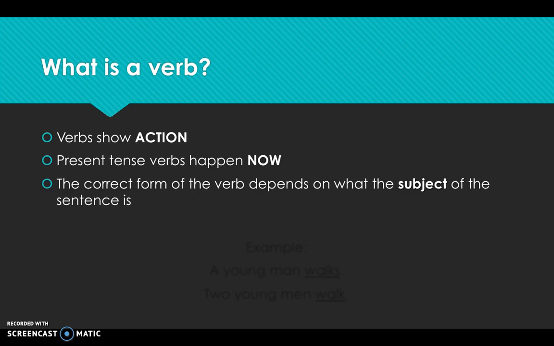The correct form of the verb depends on what the subject of the sentence is. You remember subjects. It's the thing or the noun that is doing the action. So for an example, a young man walks. The subject of that sentence is a young man. What does the young man do? He walks.